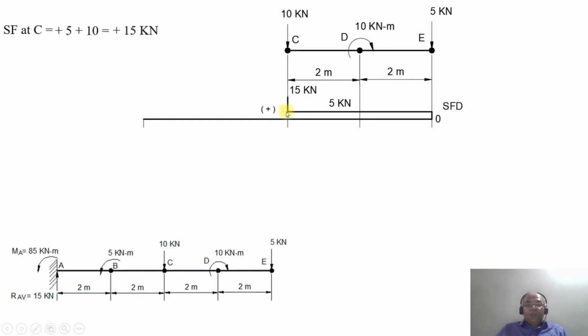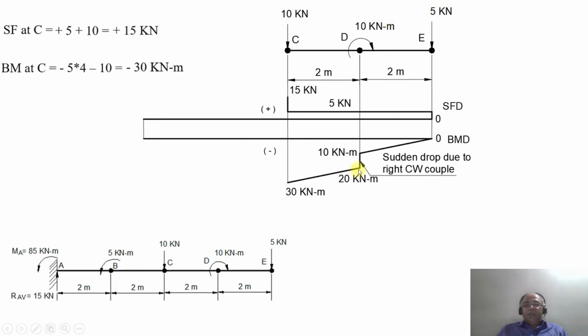At the point C, 10 kilonewton is acting downward, so plus 10, it becomes plus 15. It will rise to plus 15 kilonewton because of the point load at the point C, which is 10 kilonewton. Now, what is going to be the bending moment? The bending moment at the point C is minus 5 into 4 minus 10, which will be minus 30 kilonewton meter. So from minus 20 kilonewton meter, it drops down to minus 30 kilonewton meter. It's going to be a linear line between minus 20 kilonewton meter and minus 30 kilonewton meter.